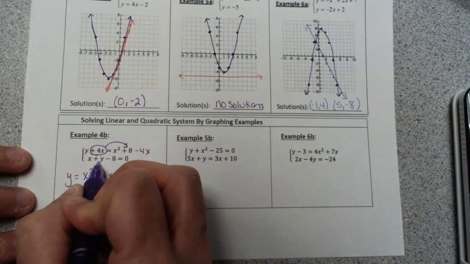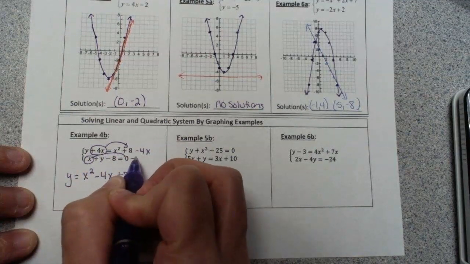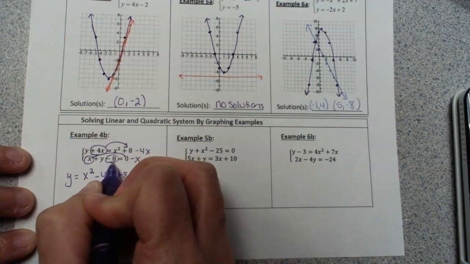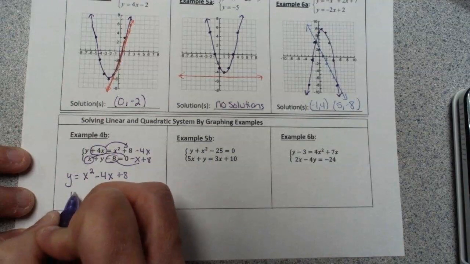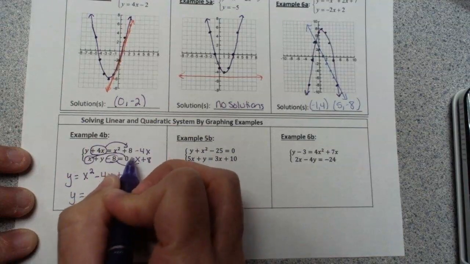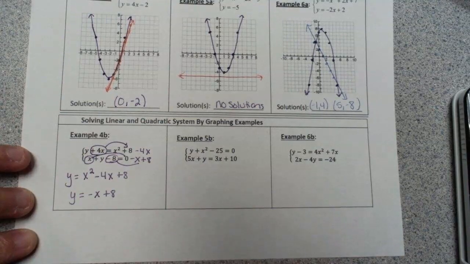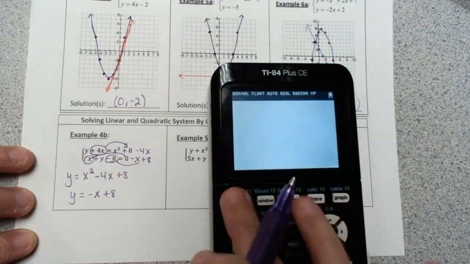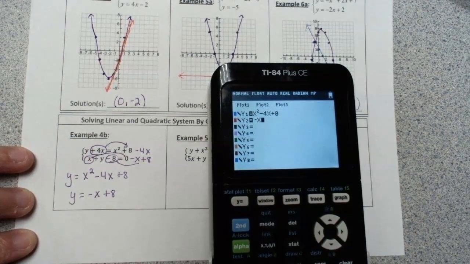All right, here's our y for this one. So we're going to move the x over, and we're going to subtract it, and then we're going to take the 8, move it over, and we're going to add it. So we have y equals, the 0 can just go away, so that's just negative x plus 8. So these are the two equations that we're going to plug into our calculator. So I'm going to go to y equals, and I'm going to type in x squared minus 4x plus 8, and then negative x plus 8.